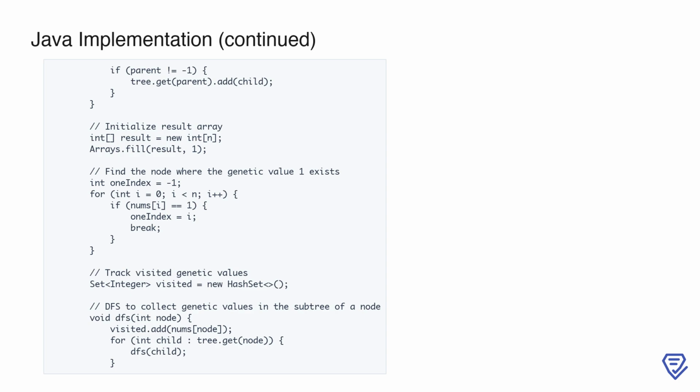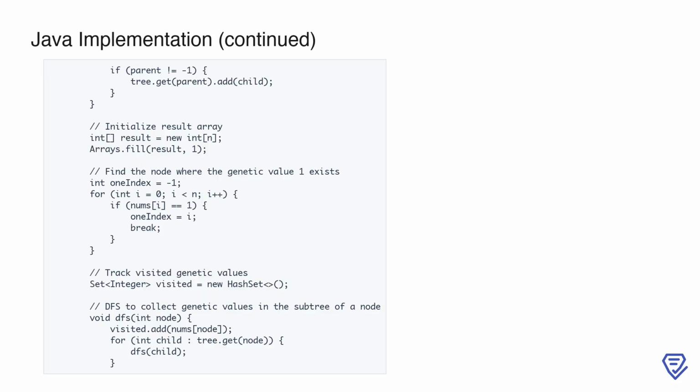We iterate through the nums array, and as soon as we find the value 1, we store its index in the variable 1 index. This node is critical because the computation for missing genetic values will begin from here. To handle genetic values within a subtree, we use a set called visited. This set will help us track all genetic values encountered during a depth-first search.